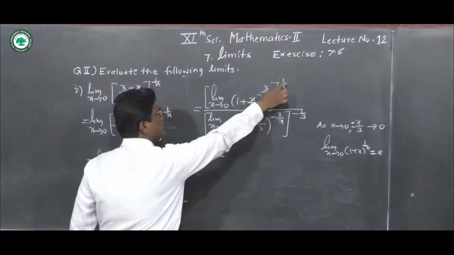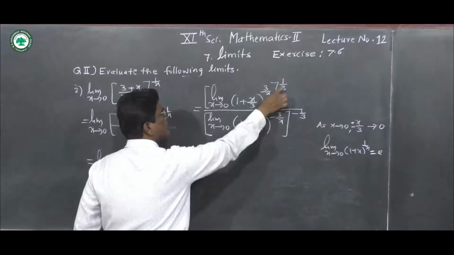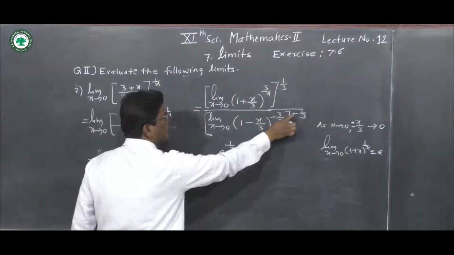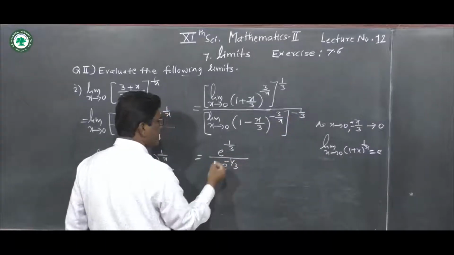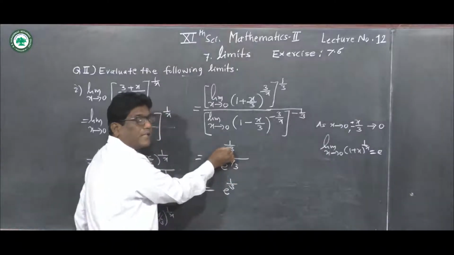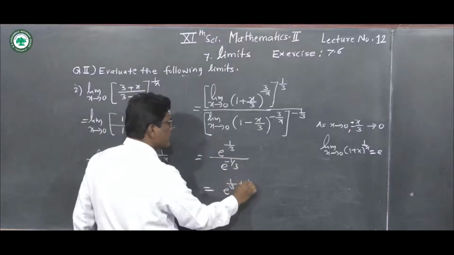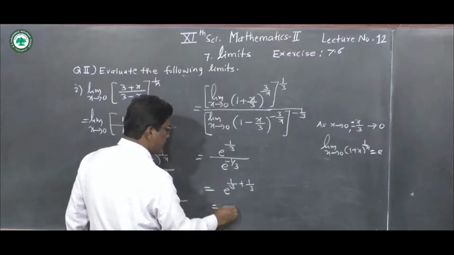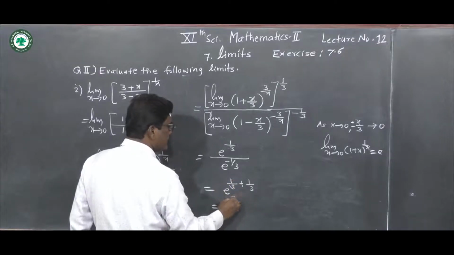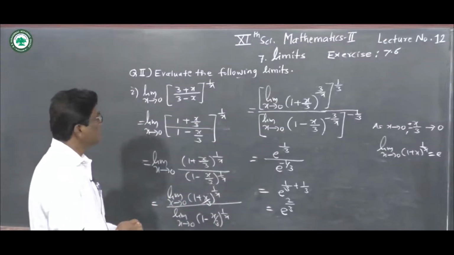So e to the power 1 upon 3, this square bracket is e, so the power here is 1 upon 3. Also this square bracket is e, so e to the power minus 1 upon 3. So it is equal to e to the power 1 upon 3, and carry this power to the numerator, this minus becomes plus, so plus 1 upon 3. So here e to the power, the denominator is the same, that is 3, and 1 plus 1 is 2. So e to the power 2 by 3. This is the solution of the second problem.